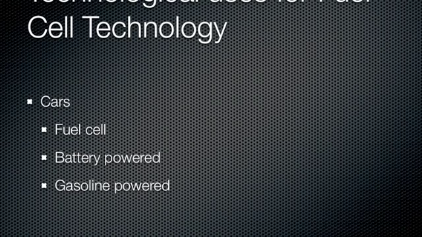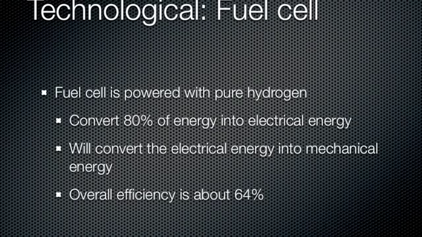And now I'm going to talk about the difference between a fuel cell, a battery-powered, and a gasoline-powered car. So the fuel cell. The fuel cell is powered with pure oxygen. It converts 80% of its energy into electrical energy, and it will convert the electrical energy into mechanical energy, which will then bring the overall efficiency to about 64%.